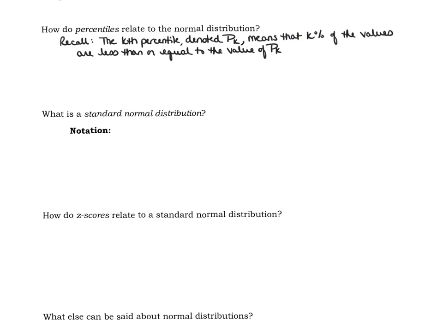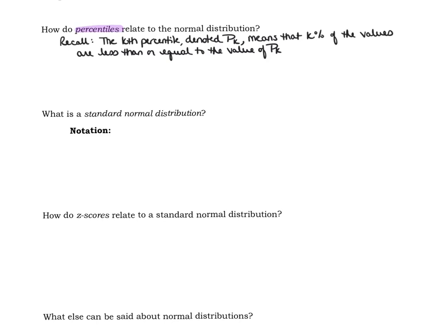Right, so next we're going to relate percentiles to the normal distribution. Just to give you a reminder, back in chapter 3, we talked about percentiles. The kth percentile, so like the 10th percentile, for example, which you could denote p sub 10, or here p sub k, means that k percent, or in this case 10% of the values, are less than or equal to the value of whatever the percentile is.